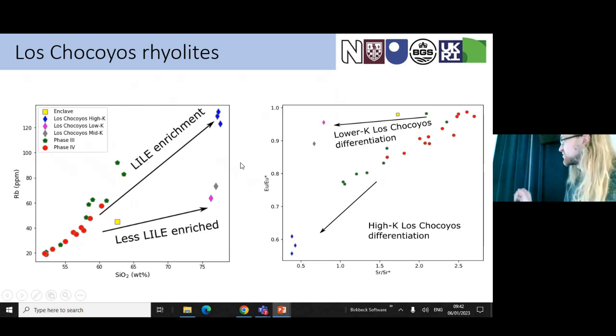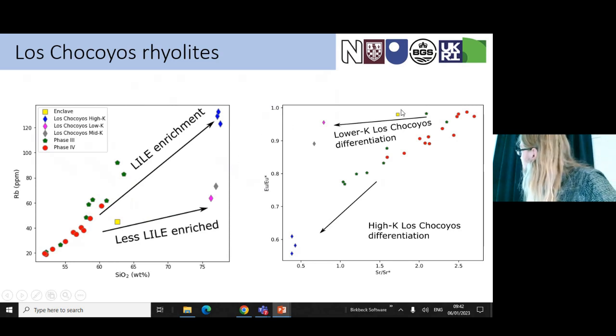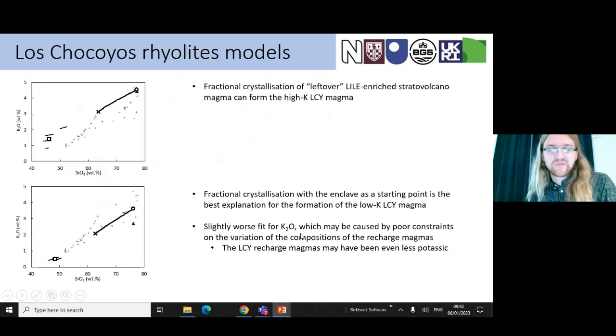With the europium and strontium anomaly plot, again, we see this sort of hint of a trend with the enclave magma and the lower potassium Lost Turquoise rhyolites, and then the really strong europium and strontium anomalies that we see in the high potassium rhyolites.